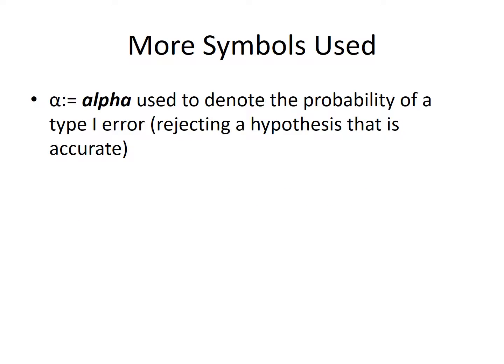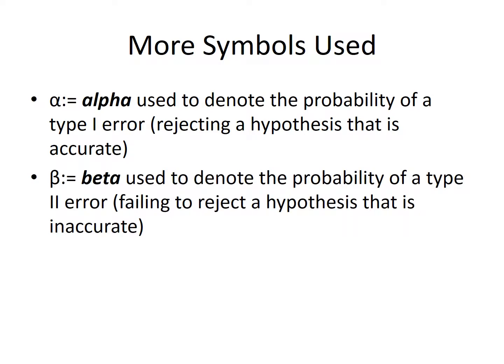Here is a list of more symbols that are commonly used. The Greek letter alpha is used to denote the probability of a type 1 error, rejecting a hypothesis that is accurate. Alpha is also used to measure the significance level, and it is by no mistake that the same letter is used to measure both, because they both measure the same thing. The Greek letter beta is used to denote the probability of a type 2 error, and that's often classified as failing to reject a hypothesis that is inaccurate.